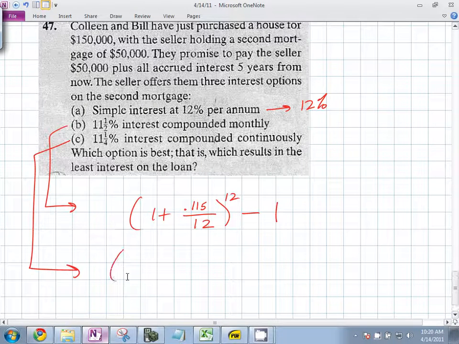1 plus. Oh, no, compounded continuously, right? Yeah, so we have this. Let's do this first one. Can someone do out that first one and tell me what it is, and then we'll move on?